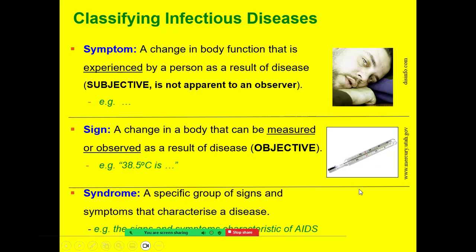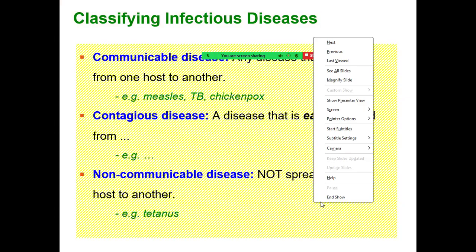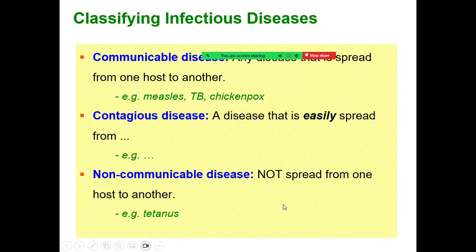A syndrome is a specific group of signs and symptoms that characterize a disease, like the signs and symptoms characteristic of the disease AIDS, the AIDS syndrome. Any question about any of that? I guess I'll leave this here.